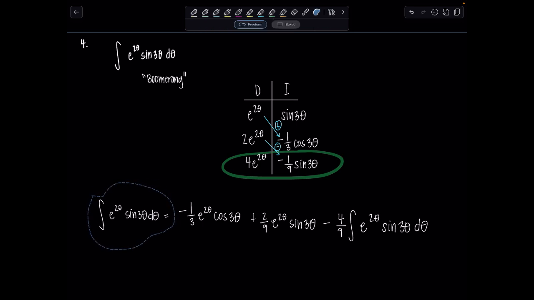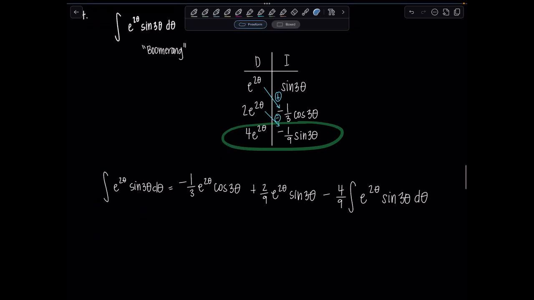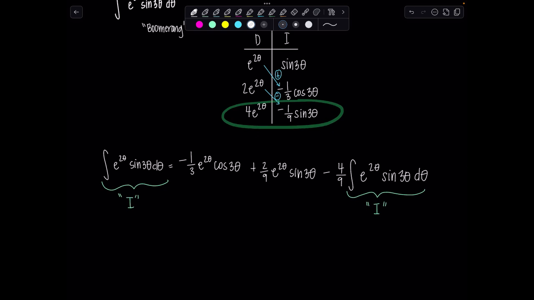Please forgive me. Okay. Now, here's our boomerang returning to us. I'm going to call the original problem, the original integral, I. And here it is. Here's I coming back to me. So if you've never seen this before, what happens is we just treat that integral, the antiderivative that we're finding, as some variable quantity that we're solving for. So I could rewrite this as I equals negative 1/3 e to the 2 theta cosine 3 theta plus 2/9 e to the 2 theta sine 3 theta minus 4/9 I.